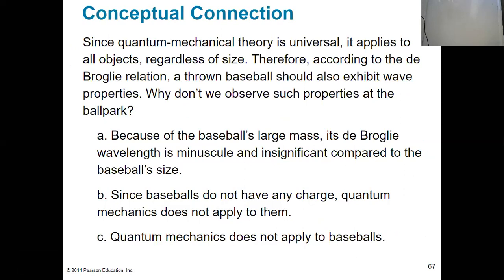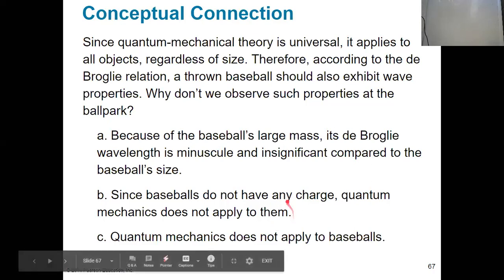Think about this question real quick. Okay, since quantum mechanical theory is universal, it applies to all objects regardless of size. Therefore, according to de Broglie relation, a thrown baseball should also exhibit wave properties, not just a particle property, right? Why don't we observe such properties at the ballpark? Okay, I'm imagining that you're reading through this and you're maybe paused to think about everything here.